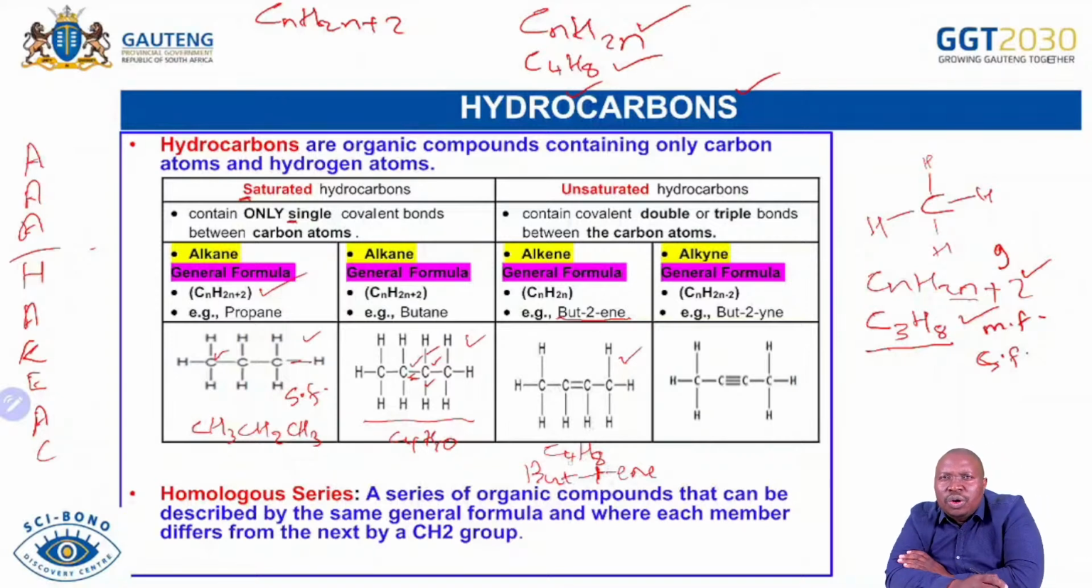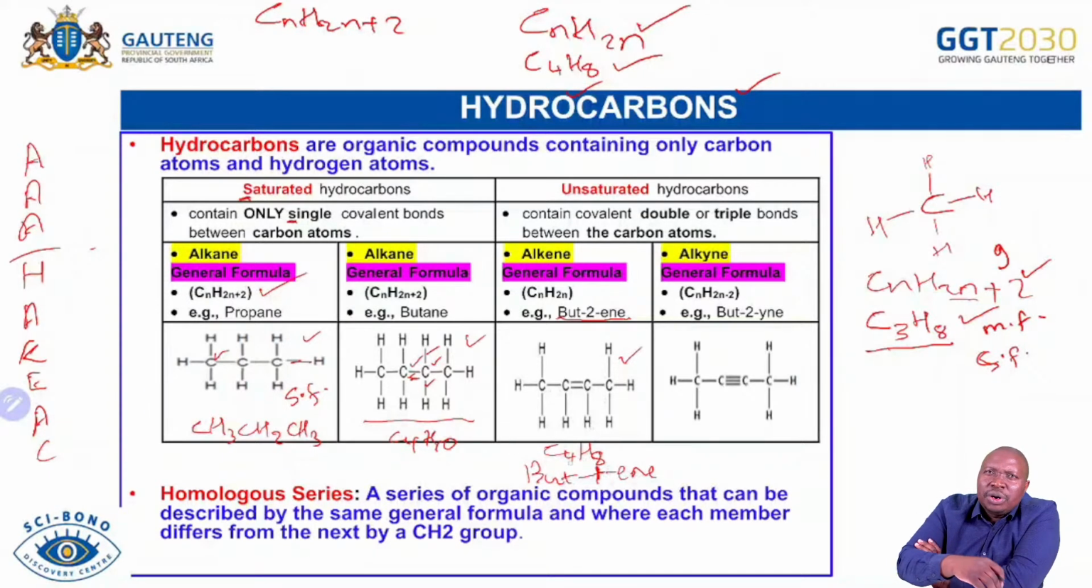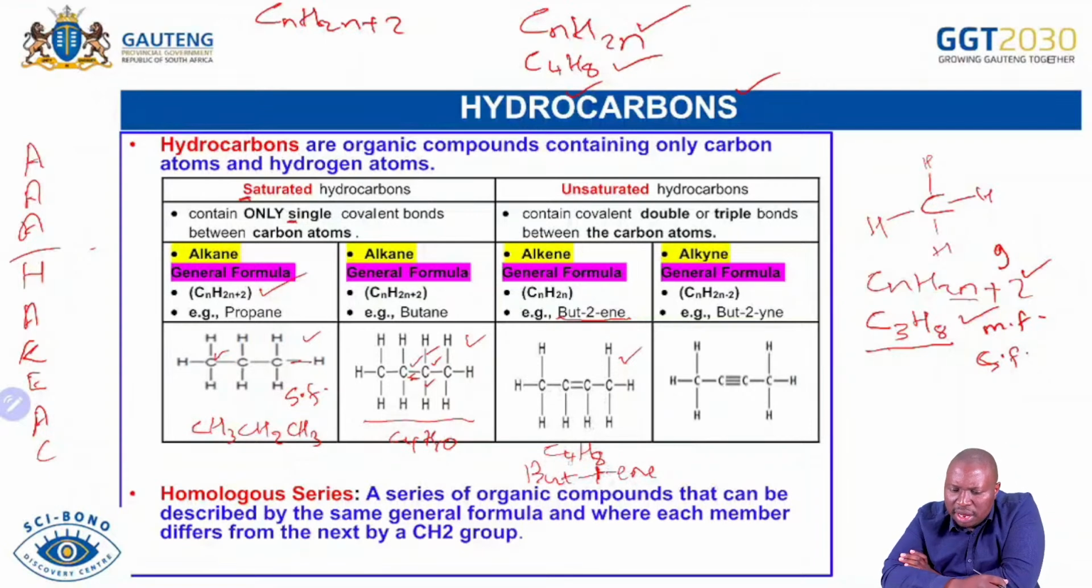But if you were to write the structure of propene, you are not supposed to indicate the position of the double bond, because the double bond will remain in position number 1. So when it comes to alkenes, you only start to indicate the position from 4 carbons upward. So from butene, pentene, hexene, you will indicate whether the double bond is in carbon number 1 or number 2, depending on the structure that you are given.